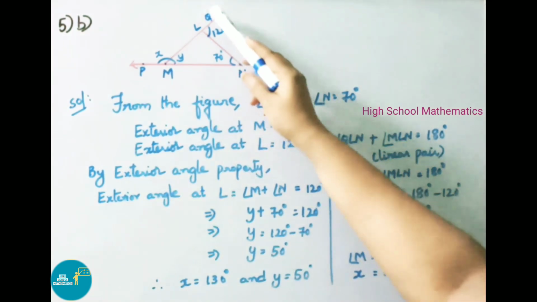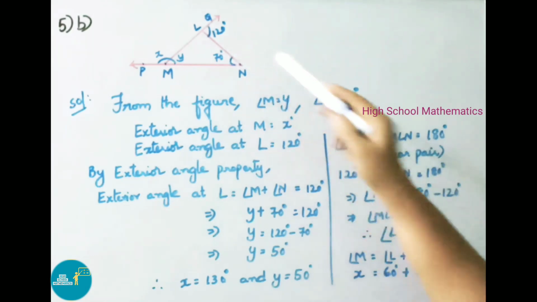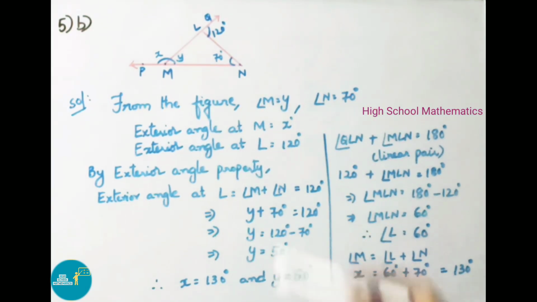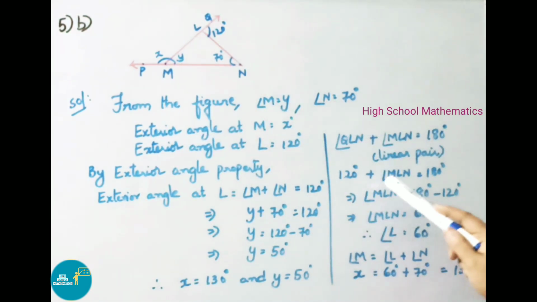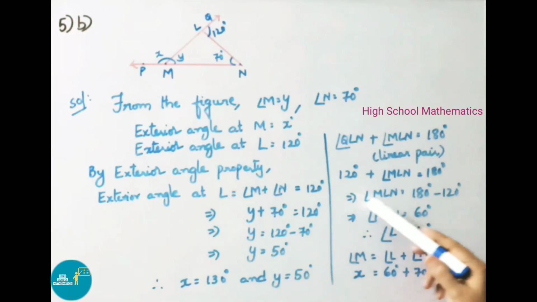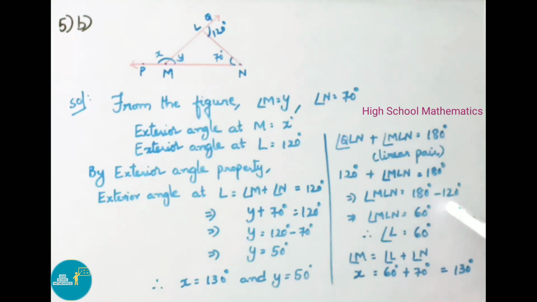From the figure, angle QLN plus angle MLN equals 180 degrees. Why? Because those two angles form a linear pair. Angle QLN, which is 120 degrees, plus angle MLN equals 180 degrees. That implies angle MLN plus 120 degrees, on transposing it becomes minus 120 degrees. That implies angle MLN equals 180 minus 120, that is 60 degrees. Angle MLN, that is nothing but angle L, equals 60 degrees.